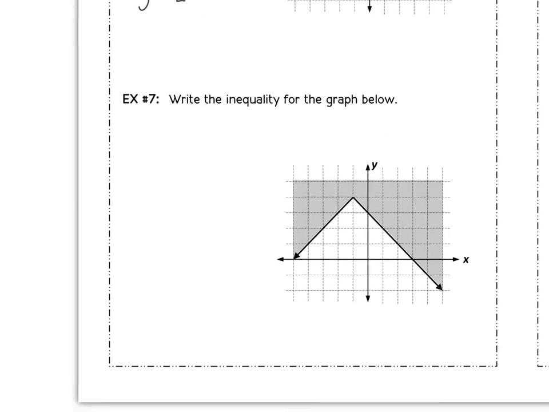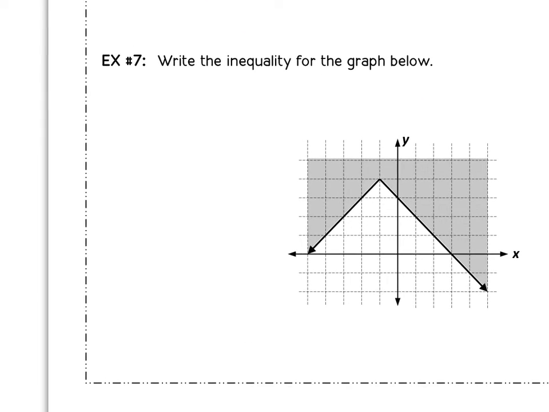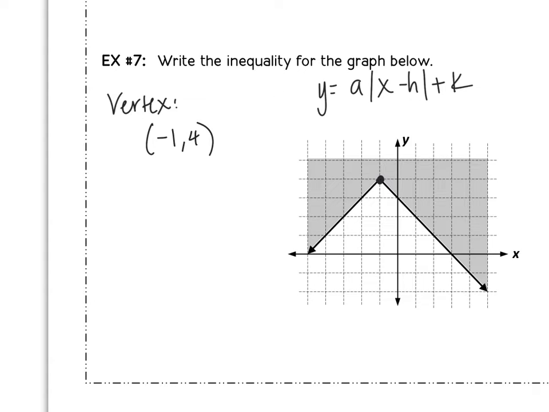Number 7, we're going to do the same thing, but 7 is an absolute value. So in absolute value, we're going to do the same process, but we know that it's going to be some sort of version of this. So let's start with my vertex. Okay, vertex. That is going to be, in this case, negative 1, 1, 2, 3, 4. So negative 1, 4 is my vertex, so that is my h and my k.